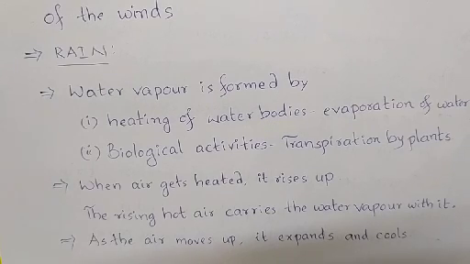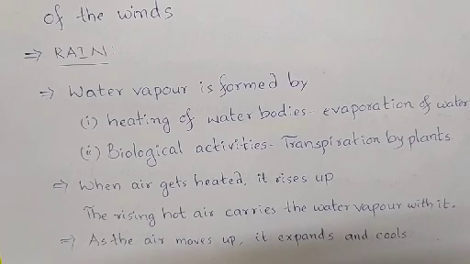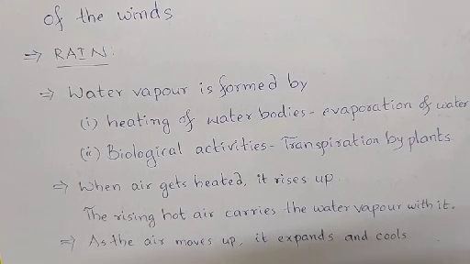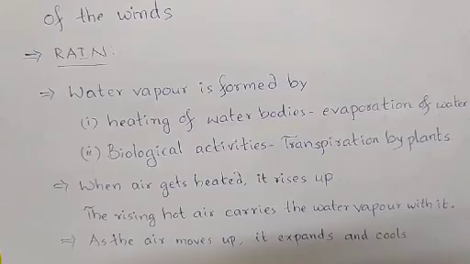Basically, for the rain to take place, clouds have to be formed. For the clouds to form, water vapor should be present in the air. How is this water vapor formed? Water vapor is formed by heating of water bodies, that is, when water bodies are getting heated, evaporation of surface water takes place.